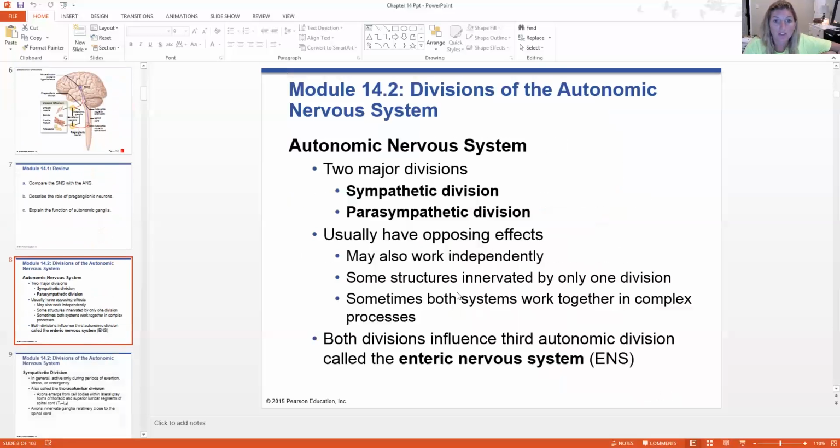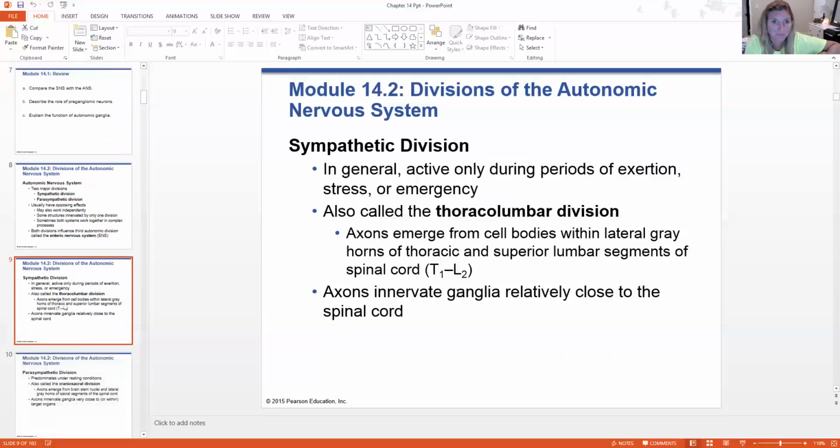Let's talk about the major divisions of our autonomic nervous system, the sympathetic and parasympathetic. They have opposing effects. They can work independently or they can work together. Most organs and structures are innervated by both sympathetic and parasympathetic nerve fibers, but some are only innervated by one or the other. Both divisions influence a third division of our autonomic nervous system called the enteric nervous system, or ENS. So let's talk about our sympathetic division.